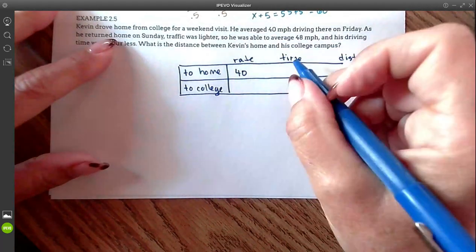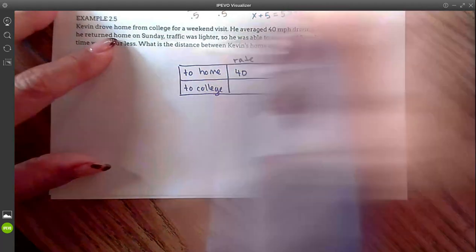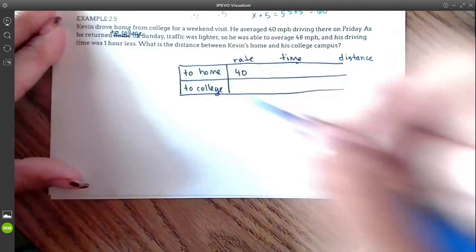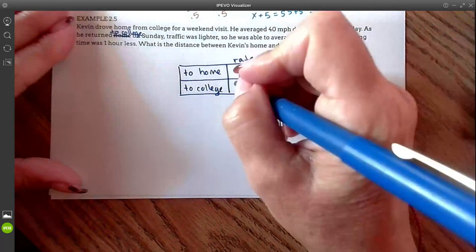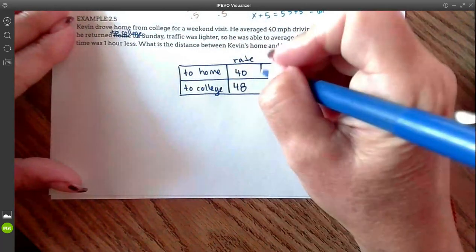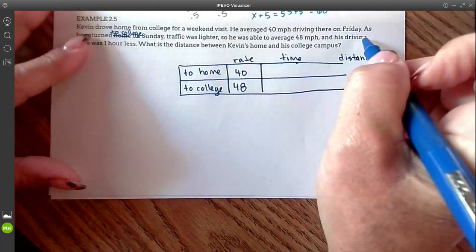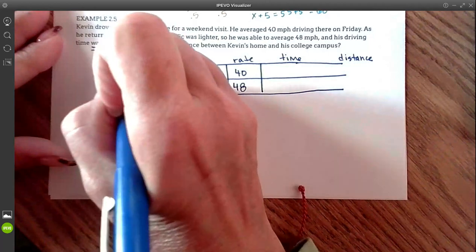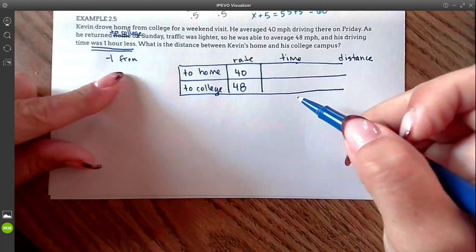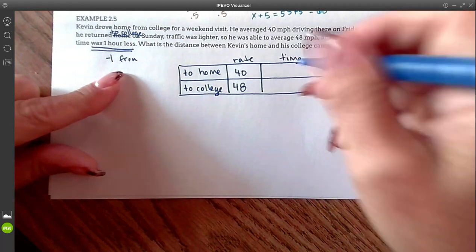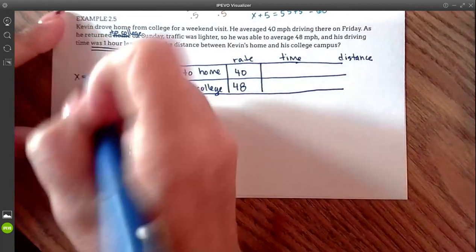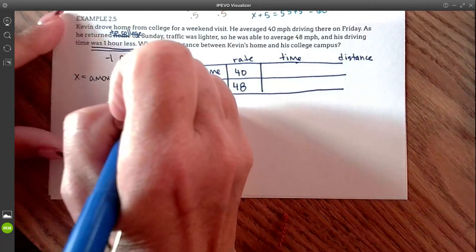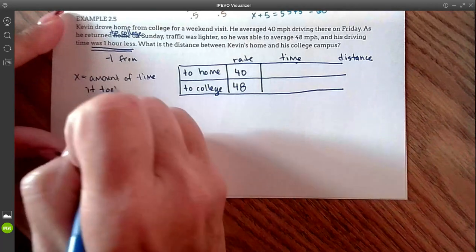As he returned home, traffic was lighter, so I should have said returned to college. That's a little confusing. As he returned to college on Sunday, traffic was lighter, so he drove 48 miles per hour. And his driving time was 1 hour less. So 1 hour less means subtract 1 from. Doesn't sound like we know how long it took him on Friday. So I'm going to let x be the amount of time it took to drive home.